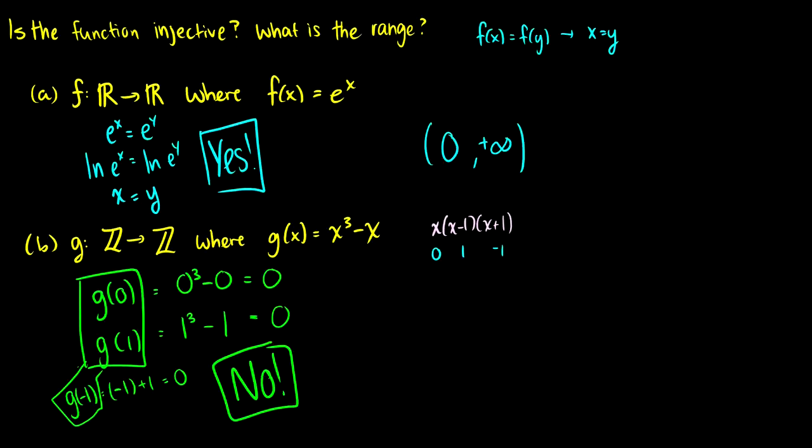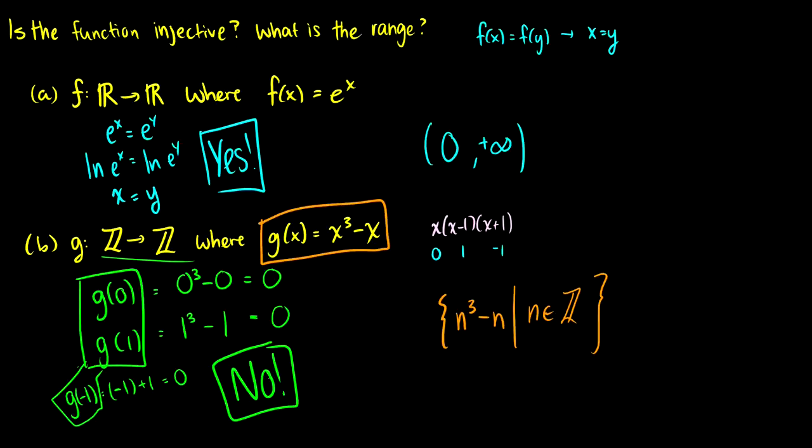Well, we're in integers, so we can't use an interval. Therefore, our best bet is to use set notation. So our range is going to be the set of n cubed minus n, such that n is an integer. And this will produce all of the outputs. I know it's kind of cheating, because you see, wait, that's the function right there, but this is the range. This is the best description of the range you can give. Okay, so that's the first question.